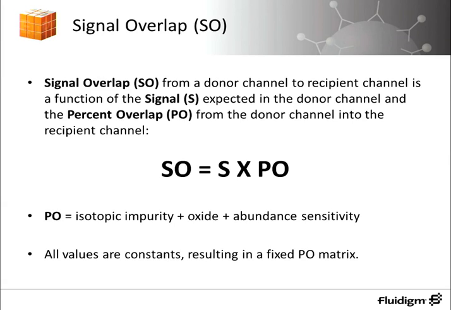So the way that we define signal overlap and try to minimize it in our other channels is we need to know about the signal that we expect from the channel where the signal overlap will occur. And then the percent of that overlap from that donor channel into the recipient. So it's really signal times percent overlap. And the percent overlap is going to be the sum of the impurity, the oxide formation, and any abundance sensitivity. But as I mentioned earlier, because these values are constant within the panel design tool, we have a fixed matrix.